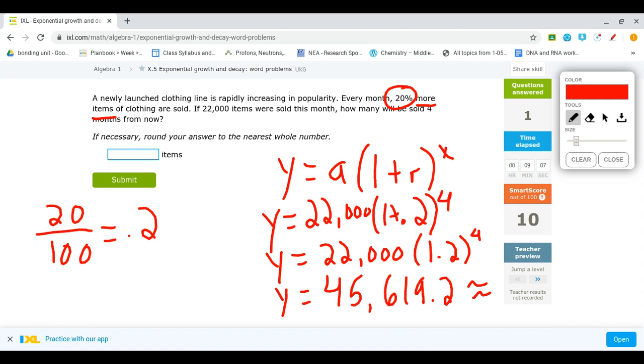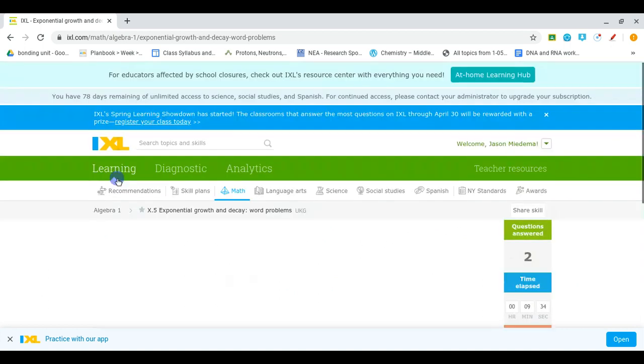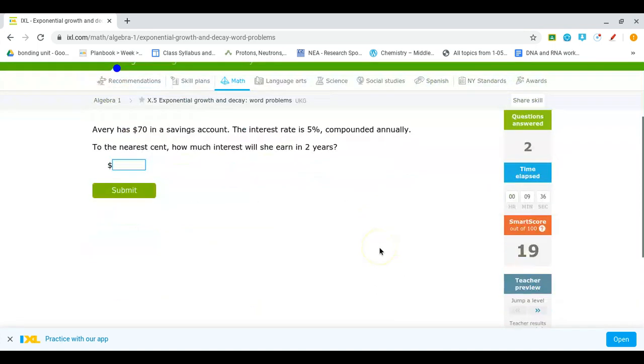So 0.2, the 2 is going to tell the 9 to just stay the same. So I get 45,619. Okay, I'm going to go ahead and clear my writing and submit my answer. 45,619. All right, let's take a look at another problem.